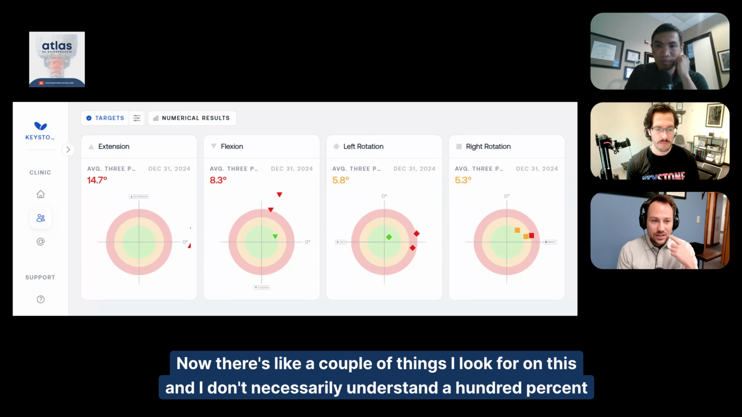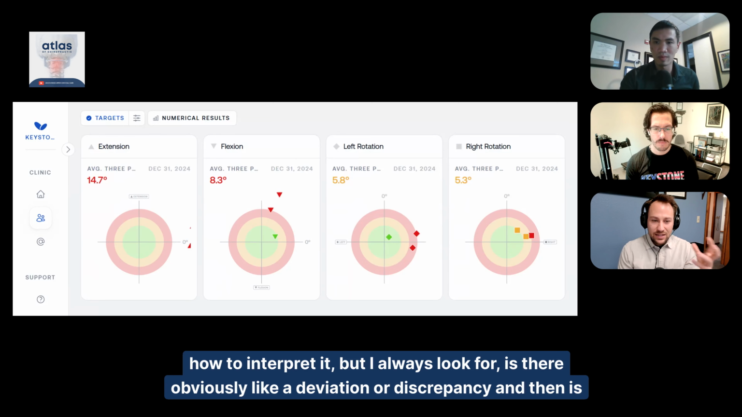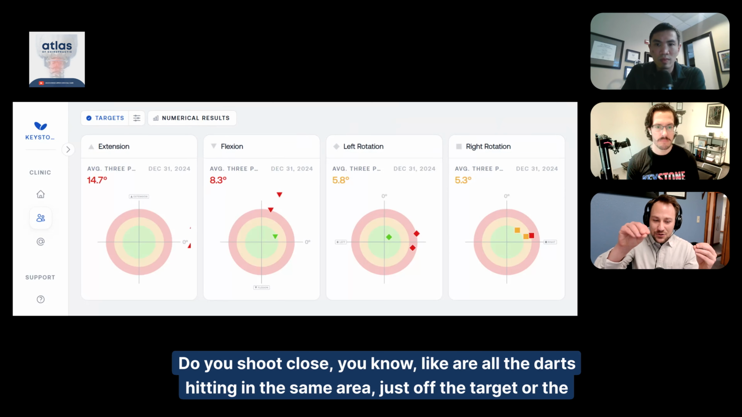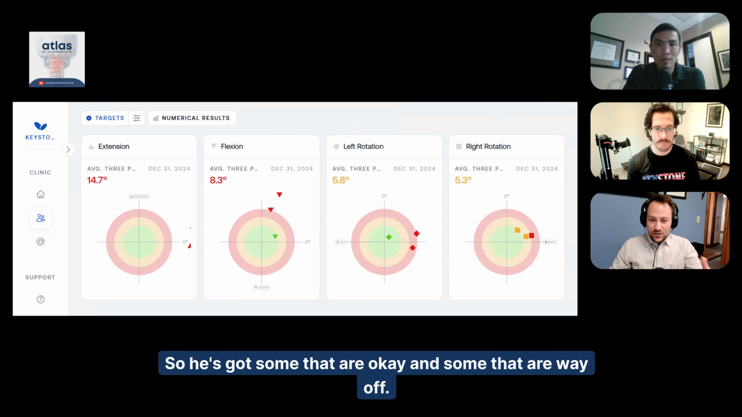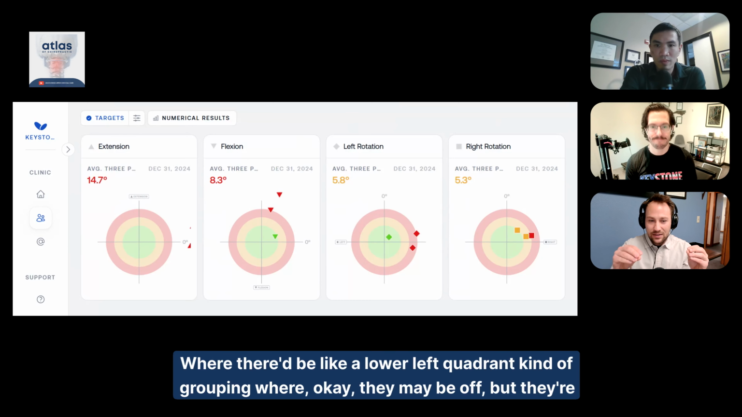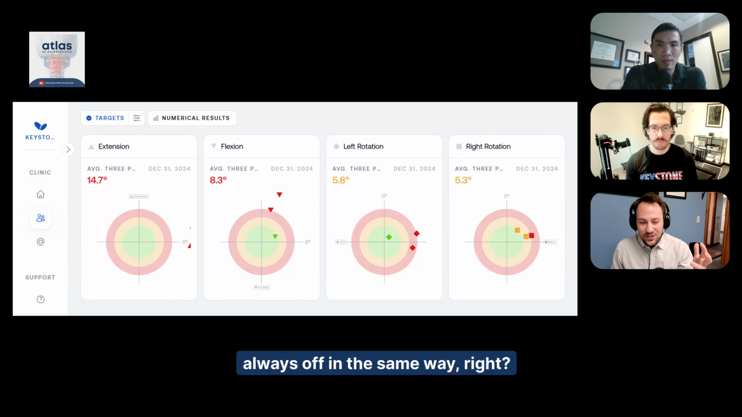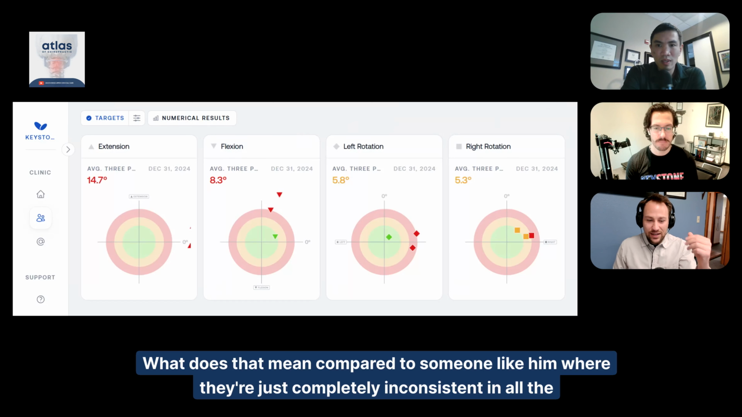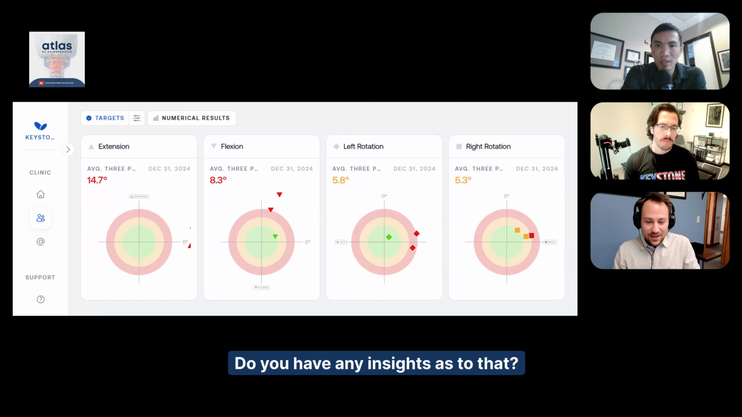Now, there's a couple of things I look for on this, and I don't necessarily understand 100% how to interpret it, but I always look for, is there obviously a deviation or discrepancy, and is it consistent, right? Do you shoot close? Are all the darts hitting in the same area, just off the target, or are the darts all over the place? So he's got some that are okay and some that are way off. And sometimes there's a consistency, where there'd be like a lower left quadrant grouping where, okay, they may be off, but they're always off in the same way, right? What does that mean compared to someone like him where they're just completely inconsistent in all the different movements? Do you have any insights as to that?